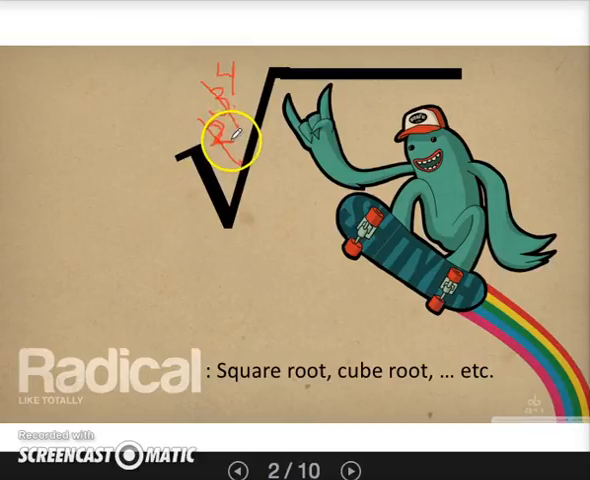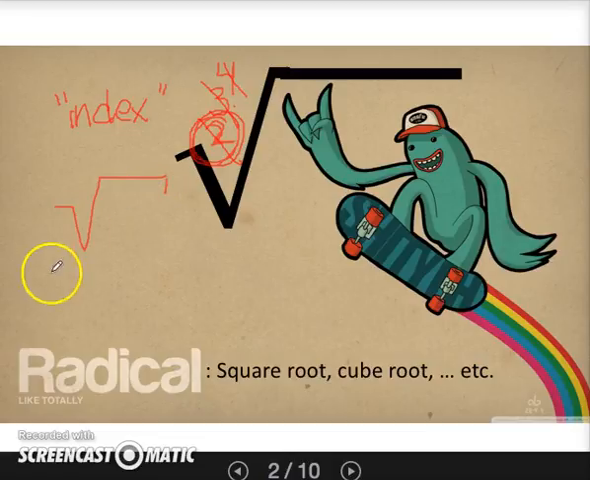Whatever number goes inside of this little groove is called the index of the radical. And in this section, we're going to be working with square roots. Square roots are the most common kind of radical, and in fact, we write the radical sign without any index at all when we mean square root.